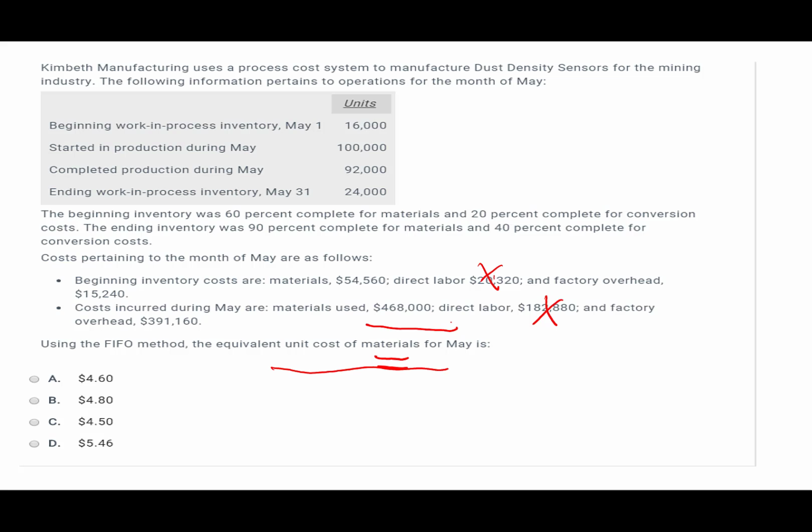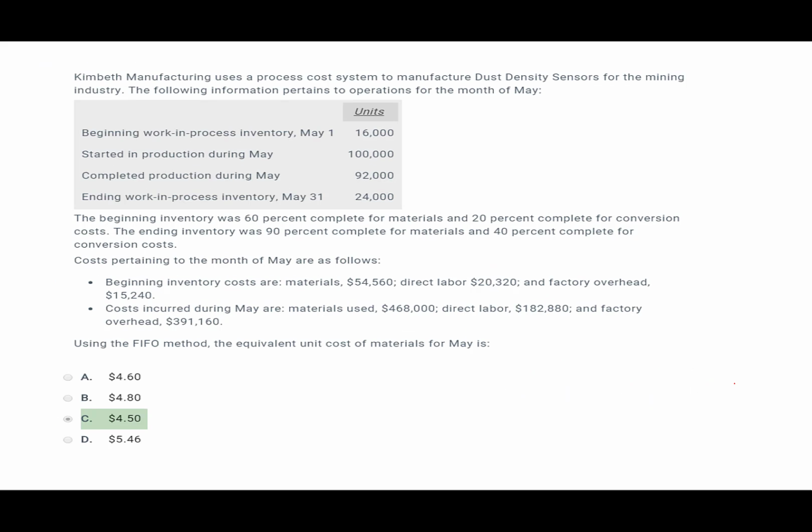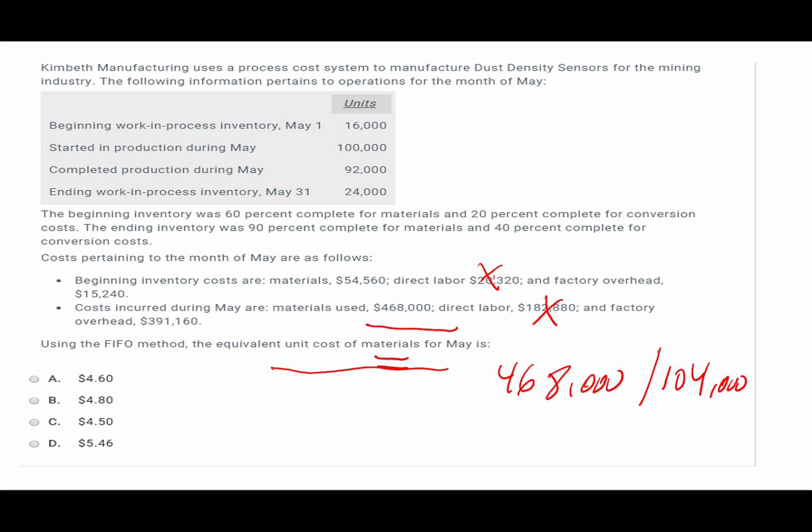Okay, so we go ahead and we're just going to pick up what? 468,000. Divide that by what? By the equivalent units, which we figured out in the previous problem, 104,000. Right? That gives us what? 450. Does that math work?